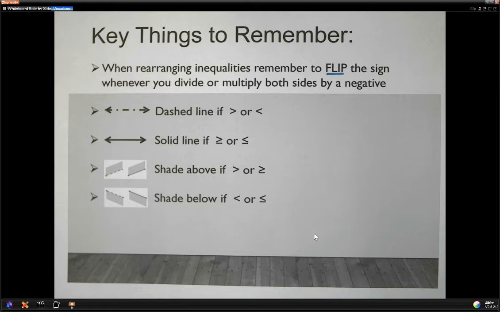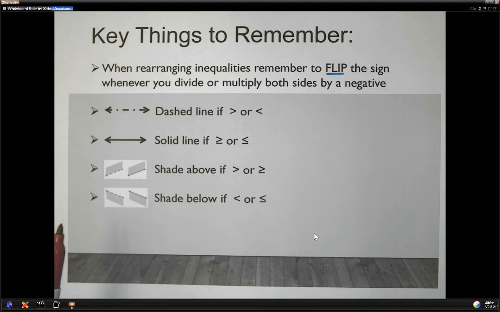Some key things to remember when working with inequalities is that when we're rearranging inequalities, you do have to remember to flip the sign whenever you divide or multiply both sides by a negative. So if you're rearranging it to get the inequality into slope-intercept form, and you ever divide or multiply both sides by a negative, you are going to need to flip that sign.